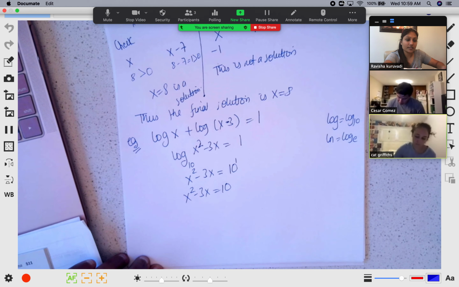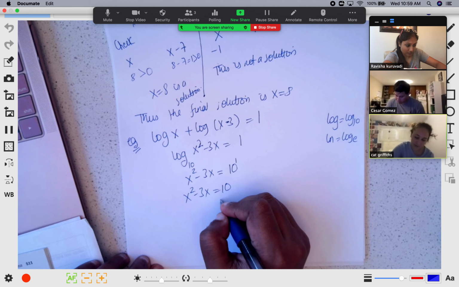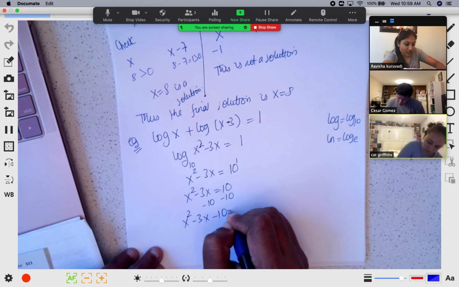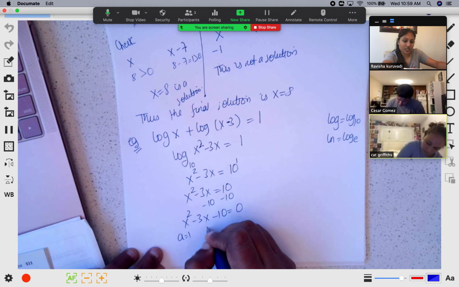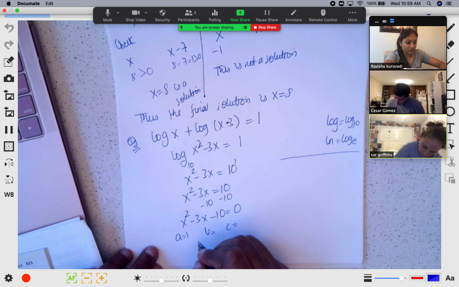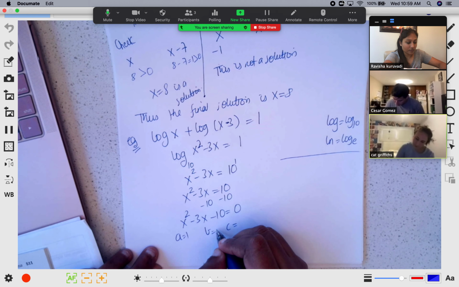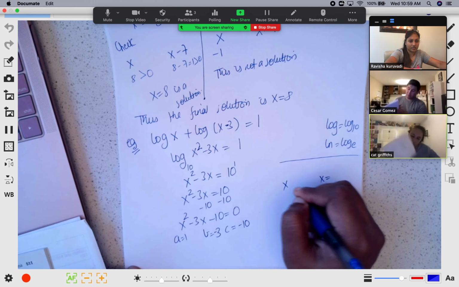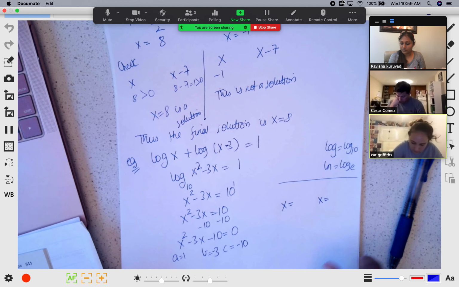And how do you solve this? From there, you would have to subtract 10 from both sides. Yes, you get x squared minus 3x minus 10 is equal to 0. Then you figure out your a, your b, your c, and use quadratic. What's your b and c? Negative 3 and negative 10. Okay, can you use the quadratic formula and tell me what you got for x? Yes, perfect. Find the final answer and let me know.